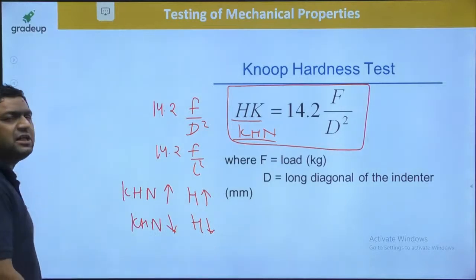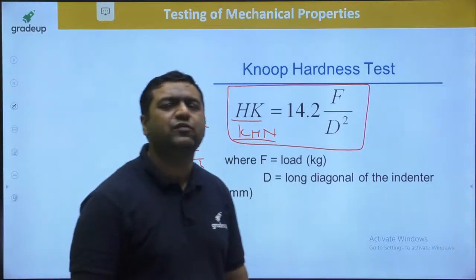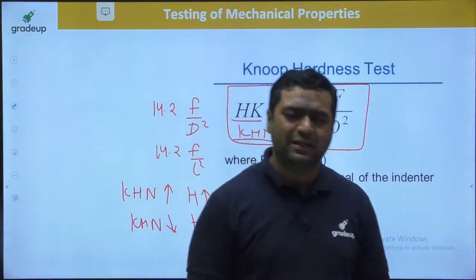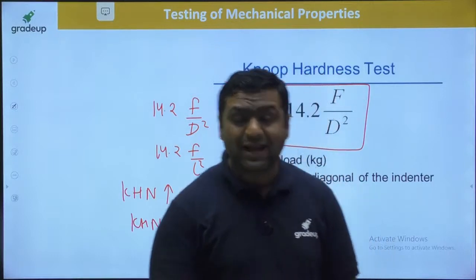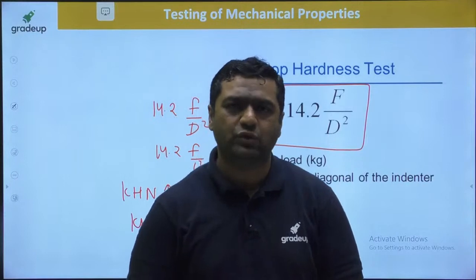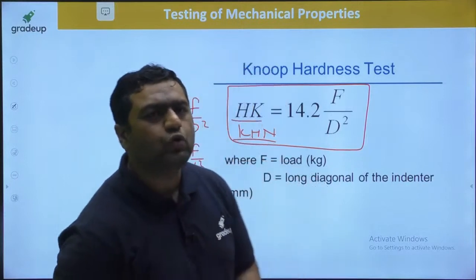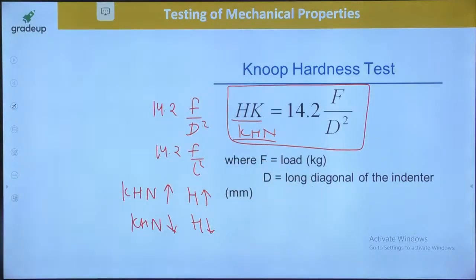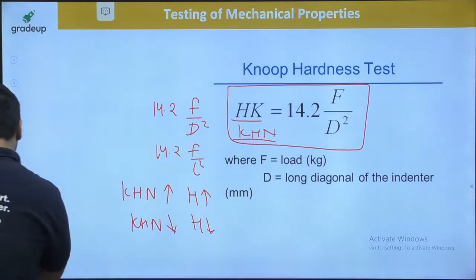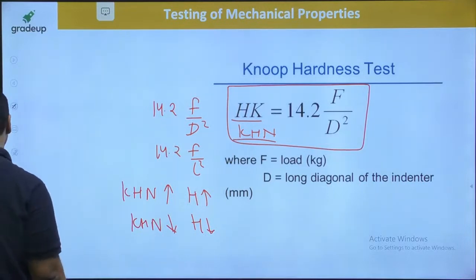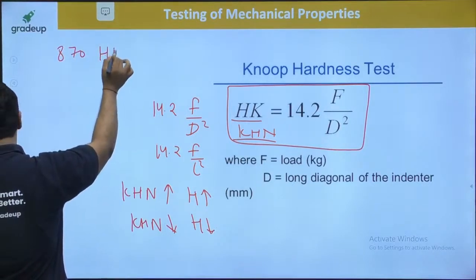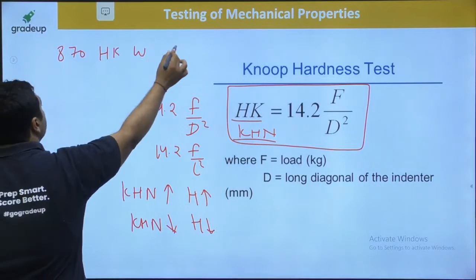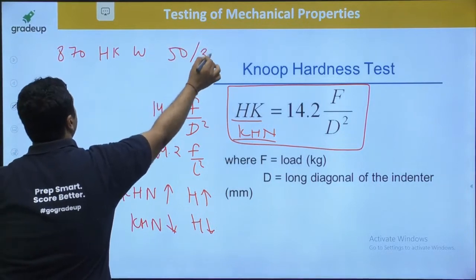The major difference is that in the Brinell hardness test we were using a steel indenter, but in the Knoop hardness test we are using a diamond indenter. That is the major difference I want to say. Now, how to write the Knoop hardness number representation: it is like 870 HK tungsten 50 by 30.